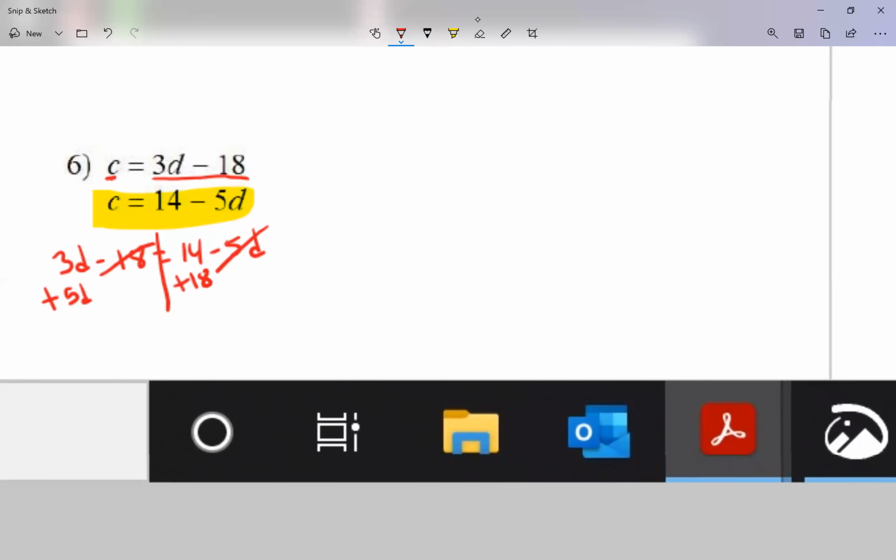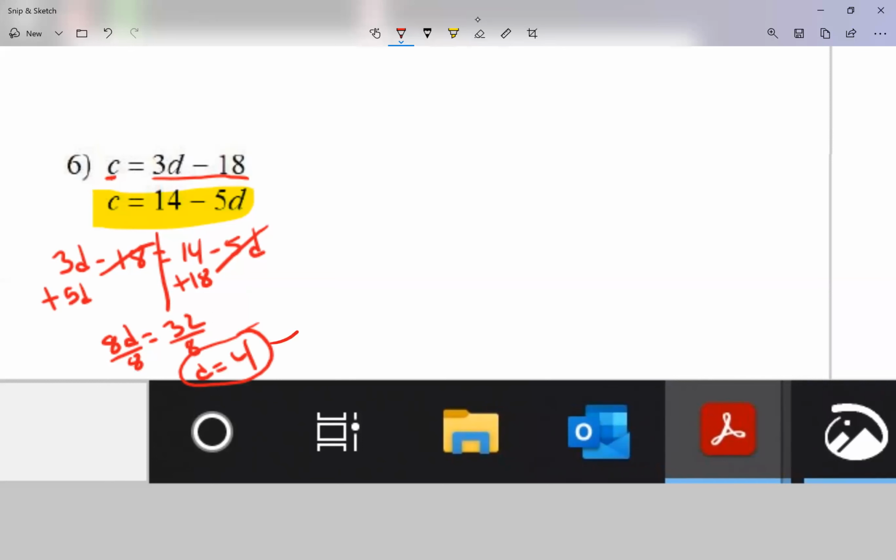All right, 3D plus 5D, that's 8D. 14 plus 18, that's 32. Let me divide both sides by 8. So I get that D is equal to 4. All right, I have one value.